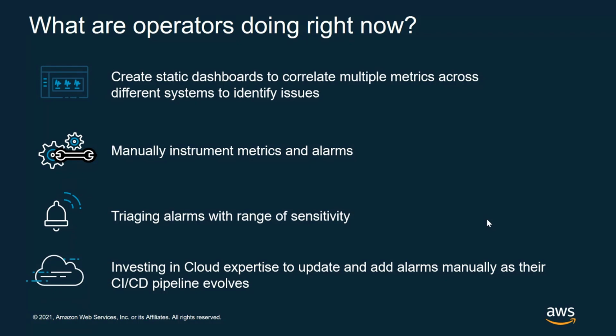In the best case scenario, I have a playbook that my team's going to start with that gives me some understanding of the operations readiness reviews that I need to do to check my work. I'm going to have to triage alarms with a range of sensitivity. So what this means is that I've probably set relatively broad alarms because, again, I'm afraid of missing things.